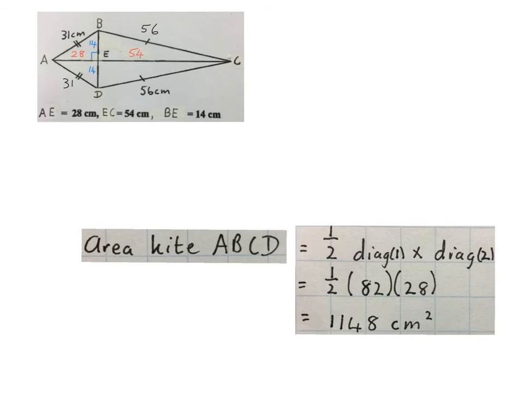If you ever forget the formula for the area of a kite, you can just work out the area of this triangle ABC. There's your base, there's your height. You work it out, get the answer, and then times it by 2 because there's two equal triangles here. Be creative when working out the area of quadrilaterals.